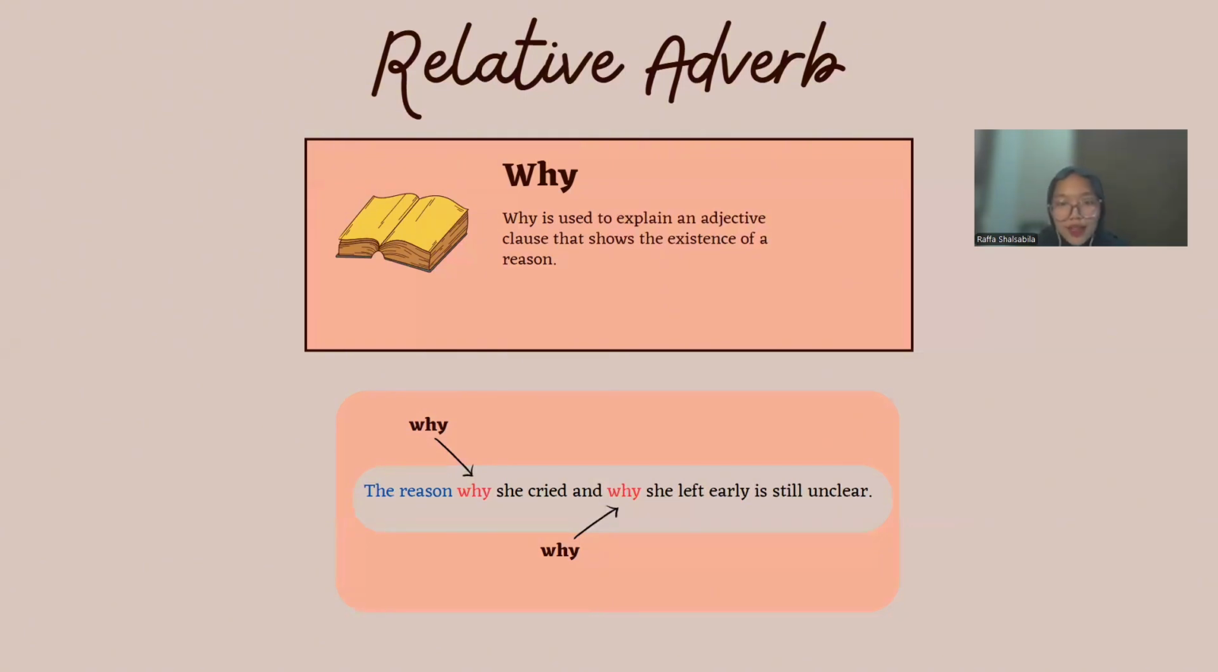She cried and left for an unclear reason. She as subject, cried or left as verb, and for an unclear reason as object. This sentence is a restrictive clause because both clauses restrict and specify the specific reason being talked about. Without these clauses, the meaning of the sentence is unclear.